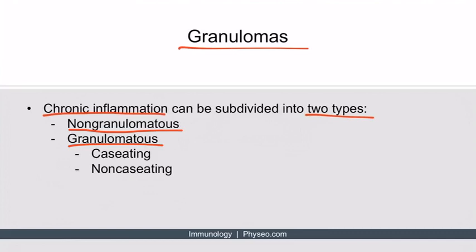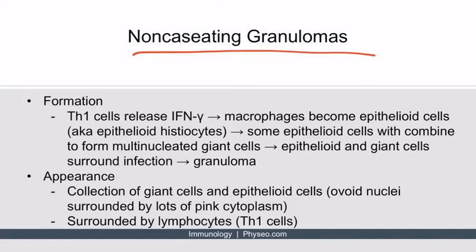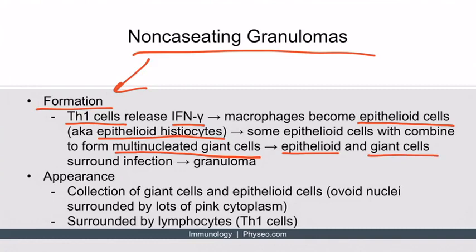And granulomas can be caseating or non-caseating. When it comes to non-caseating granulomas, it's important to know how they're formed. Here's what happens. Th1 cells will release interferon gamma. This causes the macrophages to become epithelioid cells, also called epithelioid histiocytes. Some of these epithelioid cells will combine to form multinucleated giant cells. And it's these epithelioid and giant cells that surround the infection, which is what defines a granuloma.